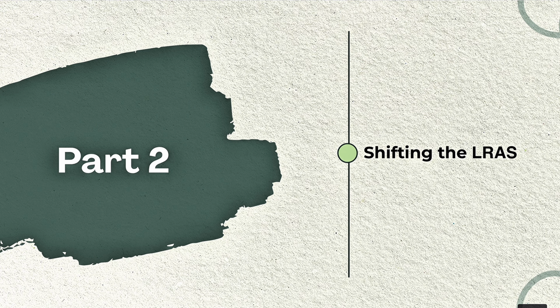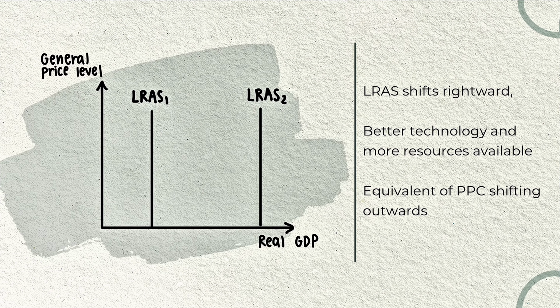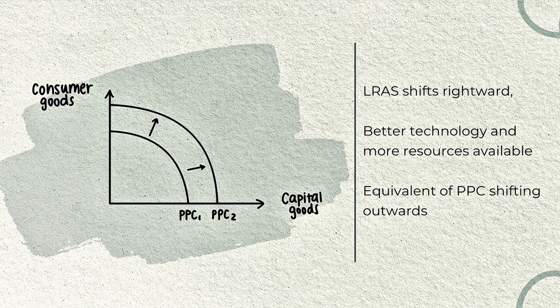Moving on to shifting the LRAS curve in the long run. This happens when LRAS shifts to the right due to better technology and more abundant resources available in the economy. This is the equivalent of the PPC shifting outwards. This is due to economic growth over time.